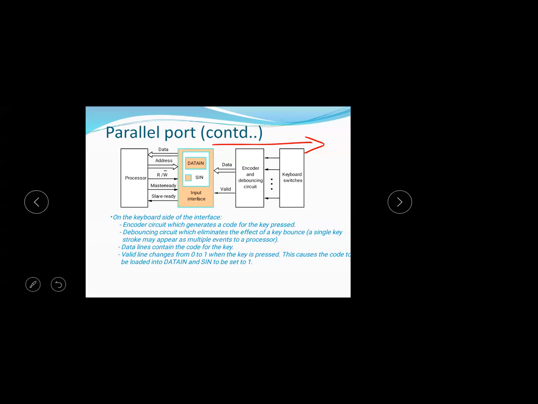That's why whenever a key is pressed in the keyboard, that key is encoded to an ASCII code, American Standard Code for Information Interchange. Whatever key is pressed in the keyboard, let us take K, it will be encoded to an 8-bit ASCII code through the encoder circuit.